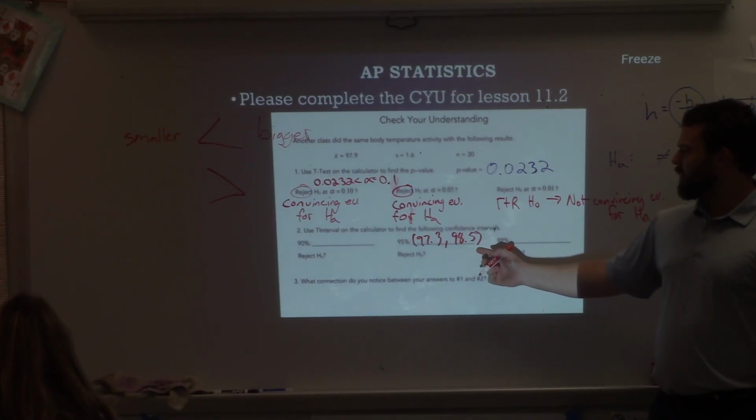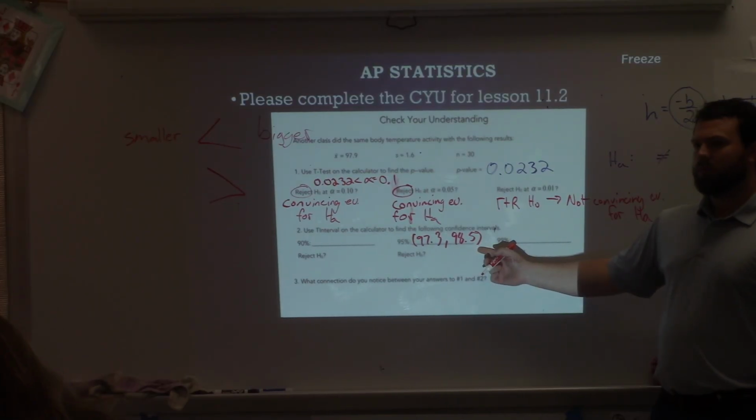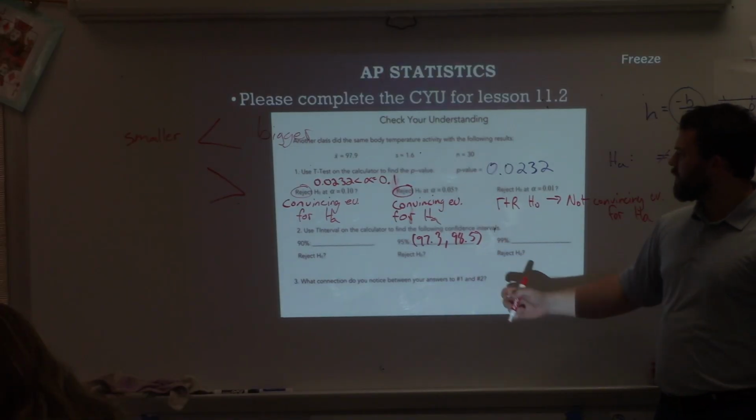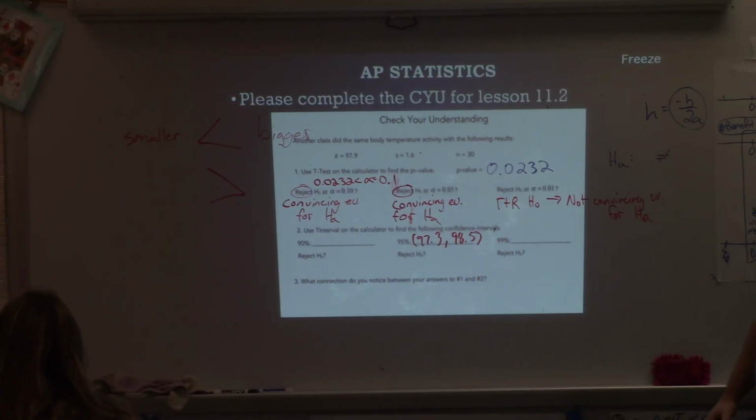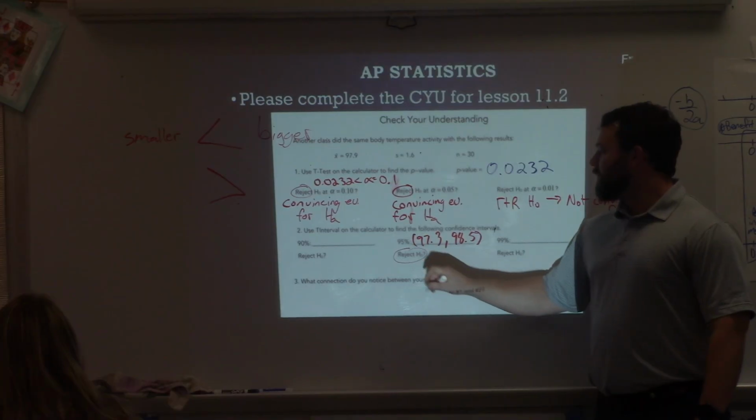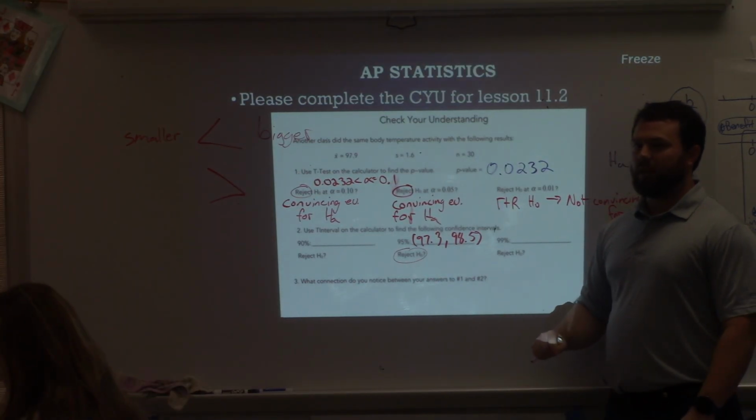Are you sure that's 95%? The full number is 98.497. Yeah, it's like 98.4 on that one for 95. Oh, yes, sorry, I was reading that. We had convincing evidence for the alternative, yes. So we would reject the null hypothesis, right?